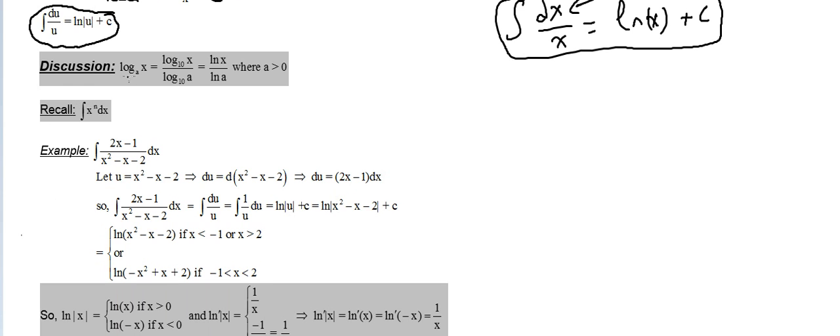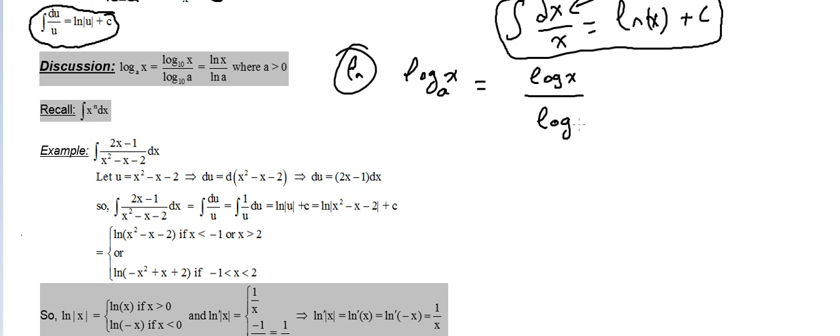Discussion: log x base a, and why we're using ln. We are using ln instead of log. It is log, but it is log base 10, so we are not using log anymore. Log x base a is simply equal to log x over log a. When we say log x, this means it's base 10. So log x is log x base 10, and log x over log a is log x base a, that is, log x base 10 over log a base 10.